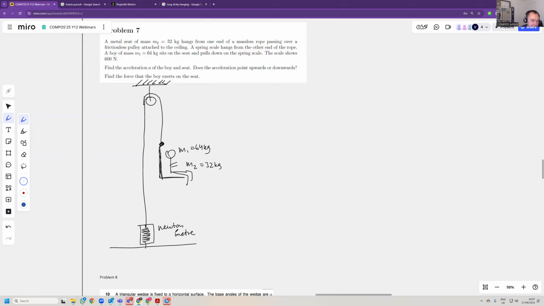That's simply, so the reading on the Newton meter is 600 newtons. And what we have is the tension in the rope. Yes, but this is a dynamic system, so the system is not in equilibrium.